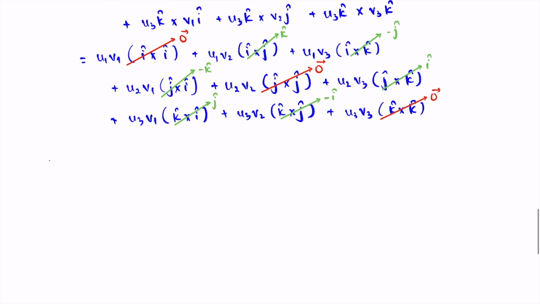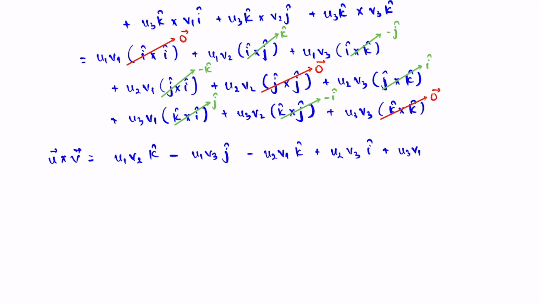So therefore the cross product becomes u1 v2 times k hat plus negative u1 v3 times j hat. So why is it negative here? Because you have negative j. Next, you have negative u2 v1 k hat plus u2 v3 i plus u3 v1 j hat minus u3 v2 i. Next, you're going to combine like terms.